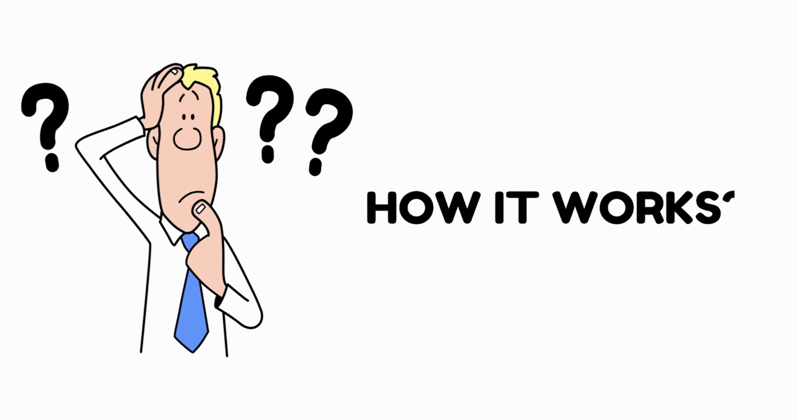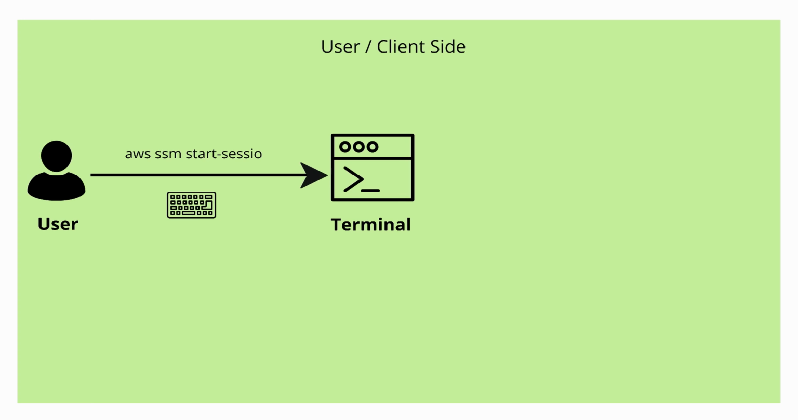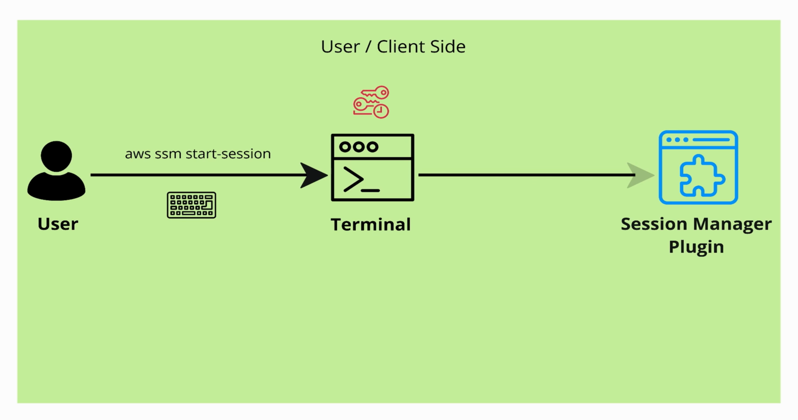Okay, so how does it actually work? Let me walk you through the flow. On the client side, we have a user and a terminal here. The user opens the terminal and types AWS SSM start session. The AWS CLI authenticates with the user's IAM credentials, then hands the request to the Session Manager plugin. The plugin takes the session information, prepares the secure channel, and gets ready to stream the user's keystrokes and output.